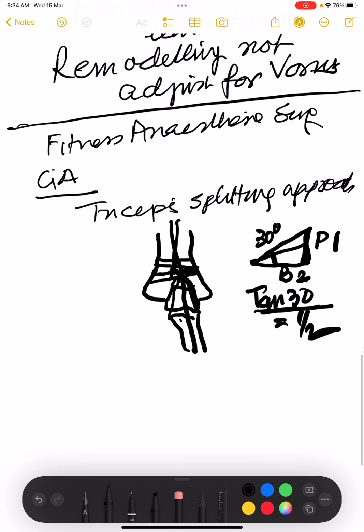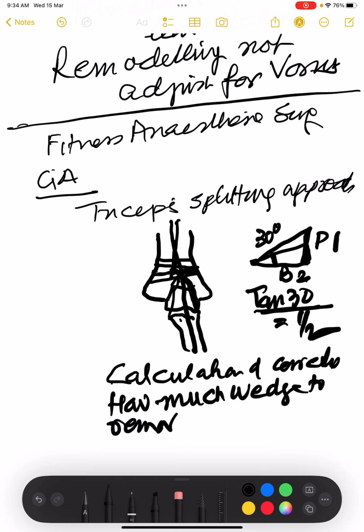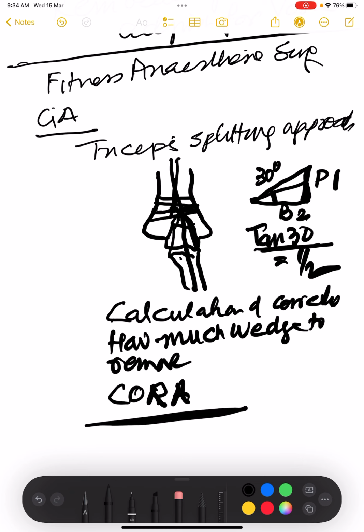Right? So, triceps splitting approach and this calculation of correction. And how much wedge to remove. The level of osteotomy has to be the CORA. Alright, you know how to calculate the CORA? Yes, sir.